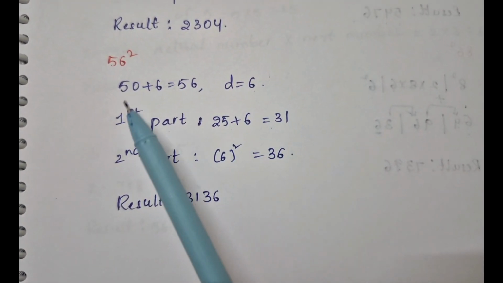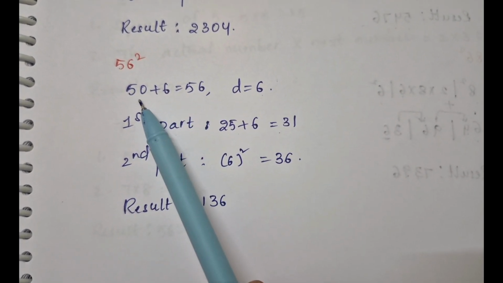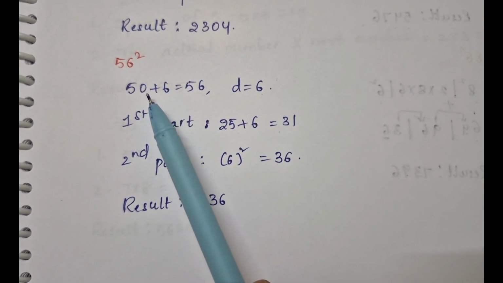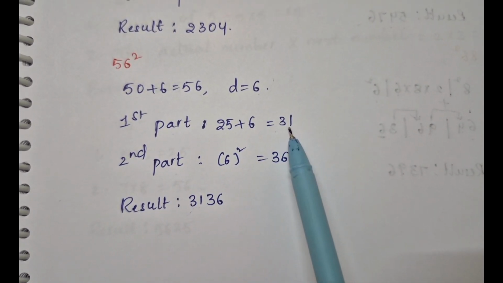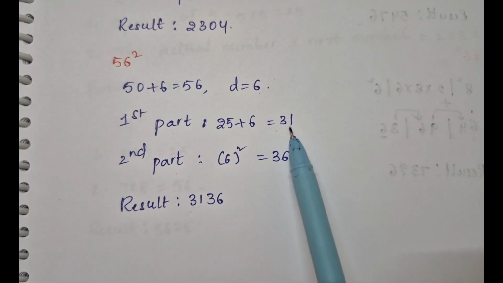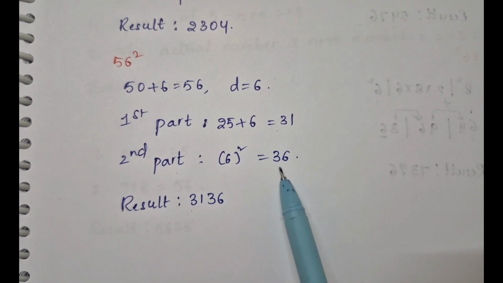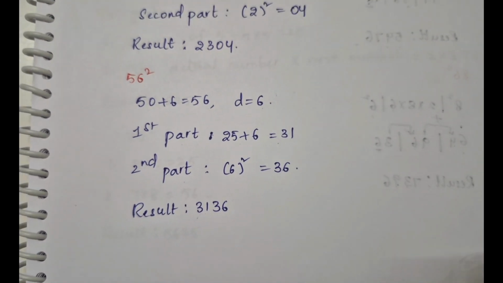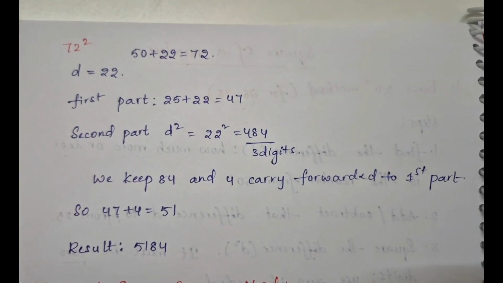Let me take another example also. 56 square I am taking. How much is 56 more than 50, right? So the difference here is 6. For the first part, we are adding 6 to 50 to get 56, and in the same way we add the 6 to 25. So 25 plus 6 equals 31. This will become the first part, and the second part is the square of the difference. What is the square of 6? 36. So the first part of the square is 31 and the second part is 36. So what is the result here? We will get 3136.